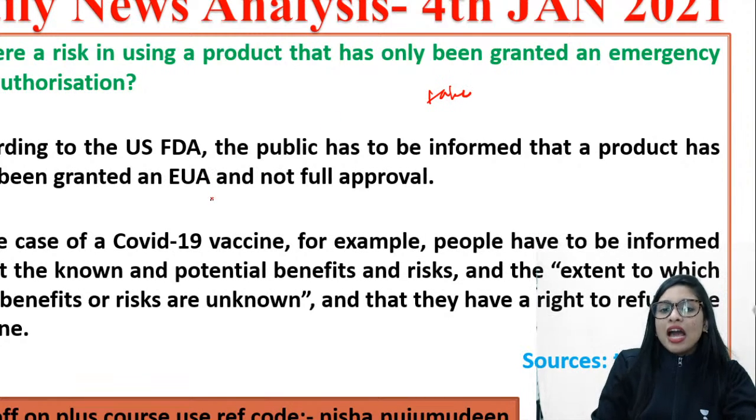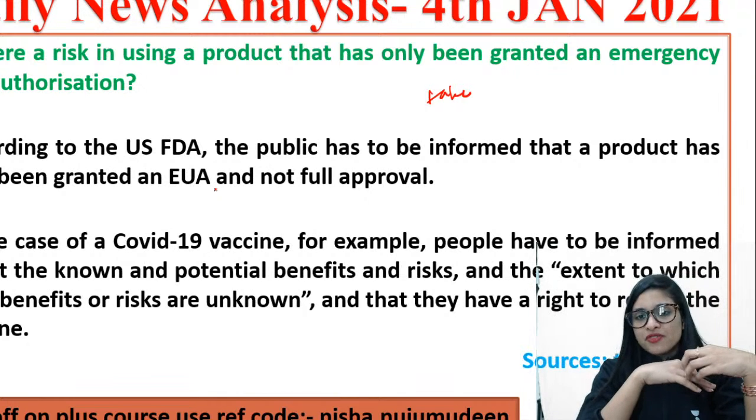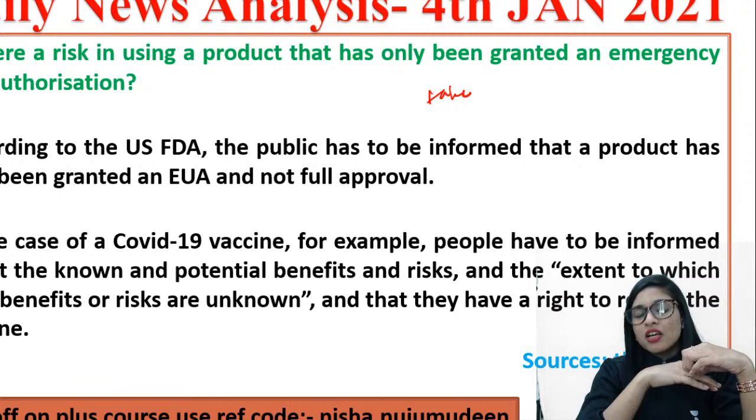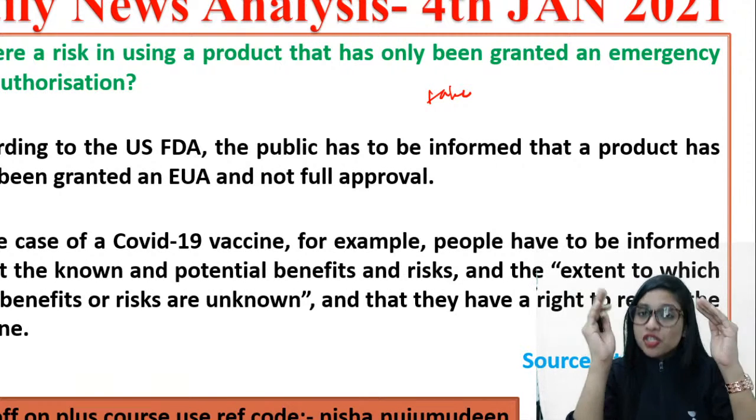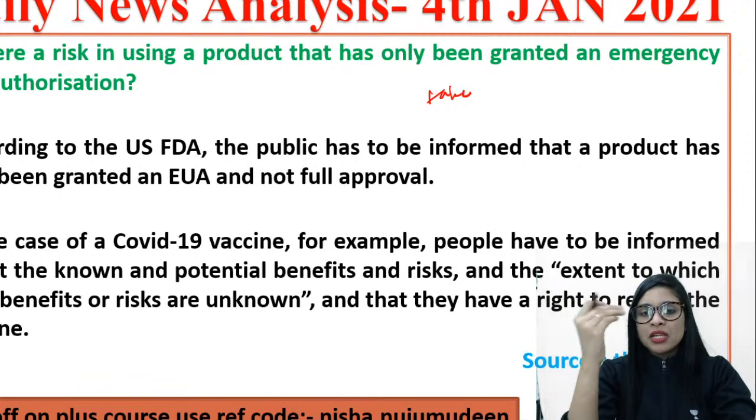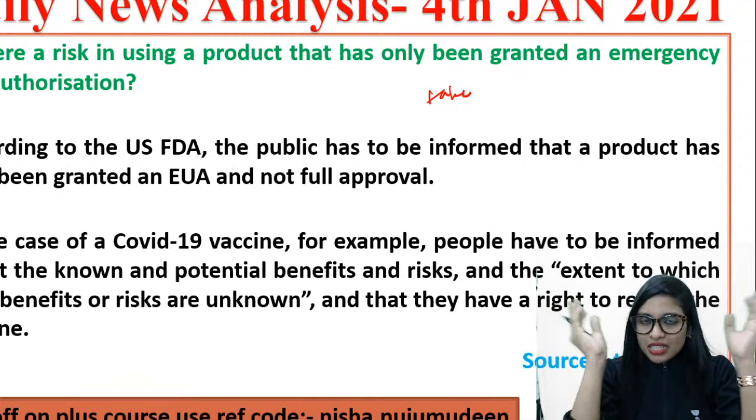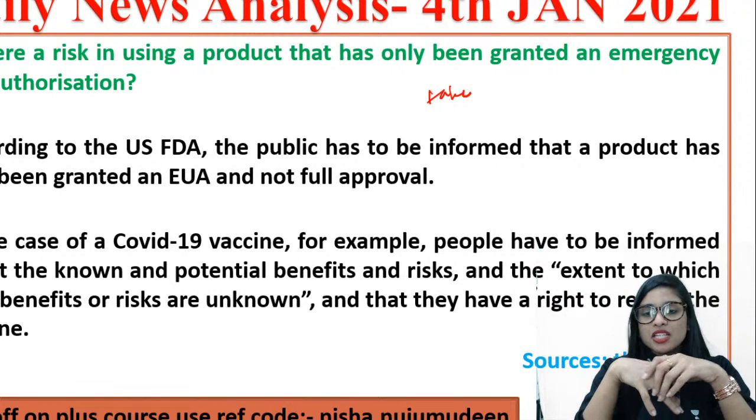You understand? For example, in the case of this COVID vaccine, people have to be informed about the known and potential benefits and risks. This will be the benefit, this will be the risk. They should know about it before using it. And even the ones who developed it do not know exactly the benefit and exactly the risk. So this has to be made known to people as well. That is the whole logic here.